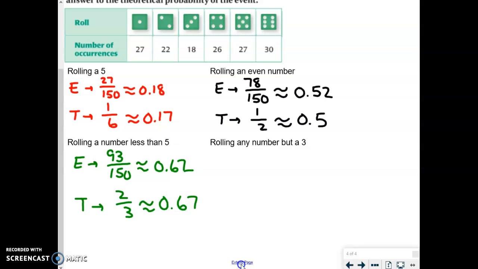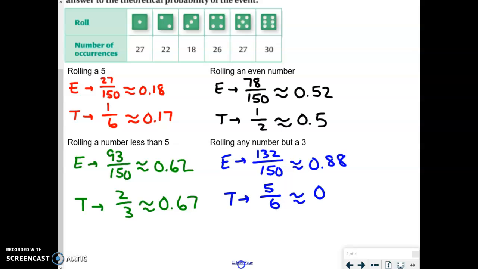And the last example that we have here is rolling anything that's not a 3. So experimental probability would put that at 132 out of 150, which is about 0.88, and the theoretical probability on that one would be 5/6, or about 0.83. And you'll find that the comparison of these two is generally about the same. The more outcomes that you have, the closer the experimental and theoretical probability are going to be of coming together.